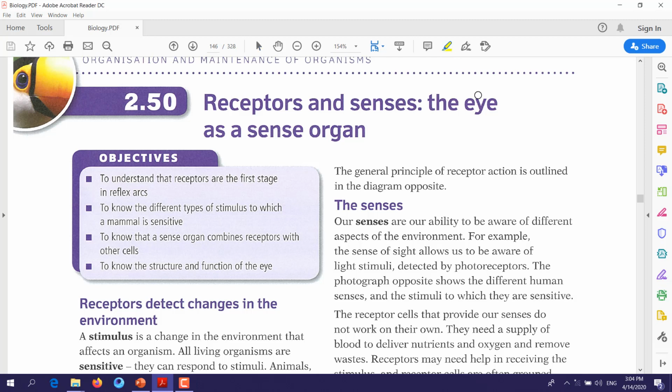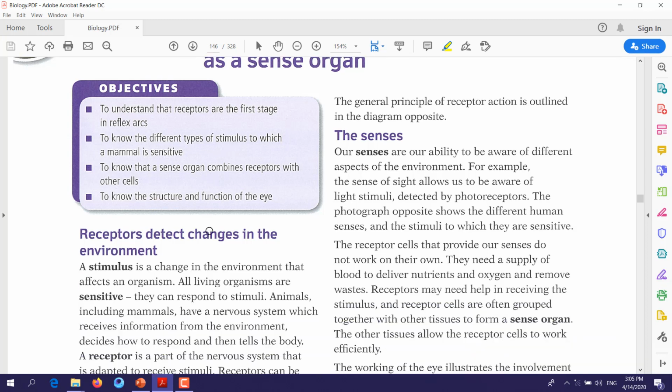Hello everyone. Our lesson is about receptors and senses. Example, the eye as a sense organ. In the previous lessons, as you know, we talked about the nervous system and how it is responsible for all the activities in our body. It's responsible for responses to the environment. Today we will see how this nervous system works, or how the parts of the nervous system work.